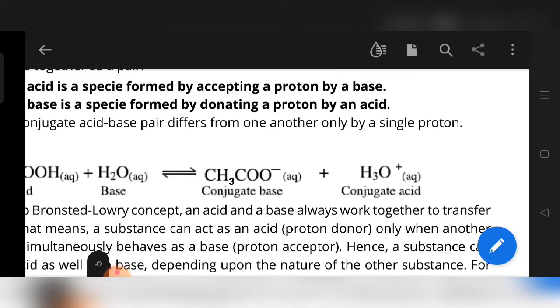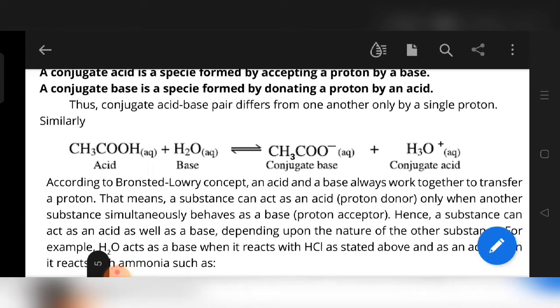So in the reversible reaction, the acetate ion is a conjugate base because it has the ability to accept a proton, as it requires the negative charge to be neutralized. Similarly the conjugate acid, which means hydronium, has an extra proton and it can donate it, and we know that any substance which can donate a proton acts as an acid. Because they are formed by the transfer of protons from one substance to another, they are called conjugate bases and conjugate acids.